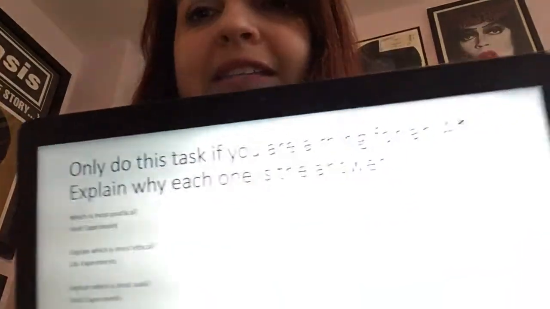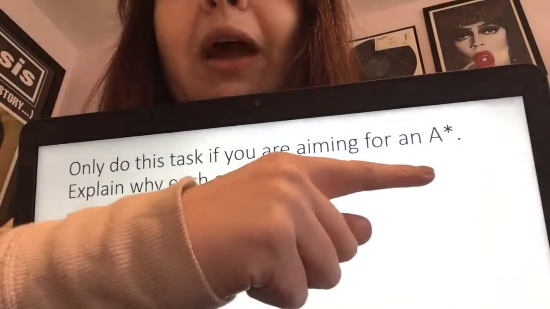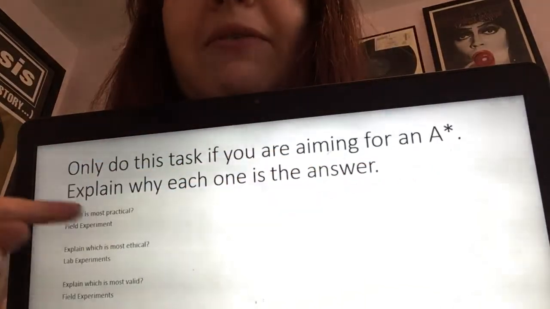Right, final task is an A* task. It is hard. Only do it if you're aiming for an A*. Do not worry if you're not aiming for an A*. This is about writing a conclusion, and in your conclusion you would likely want to compare two different research methods. If you want to have a go at this, if you're aiming for an A* and you are struggling, please email me and let me know and I will go through it with you.